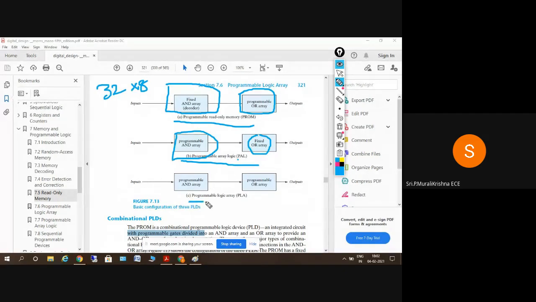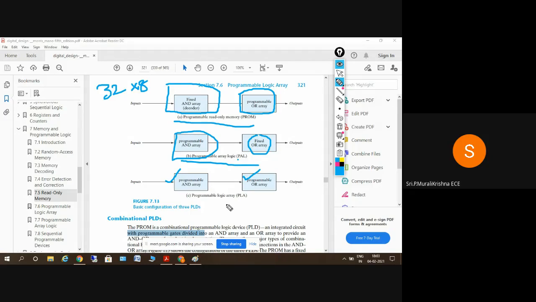And the last kind is PLA, where both are programmable. So we'll be having a programmable AND array and a programmable OR array here. So that is PLA. Clear? So these are the three kinds of PLDs. PLA is nothing but a programmable logic device with a programmable AND array and a programmable OR array. Okay, so that is the concept here.